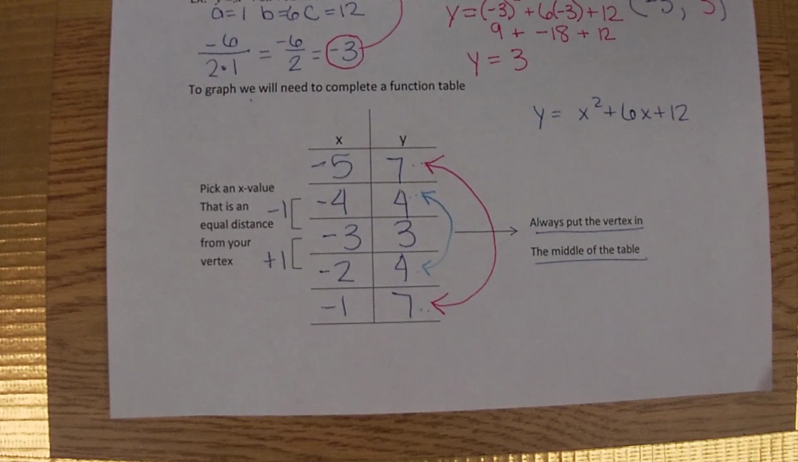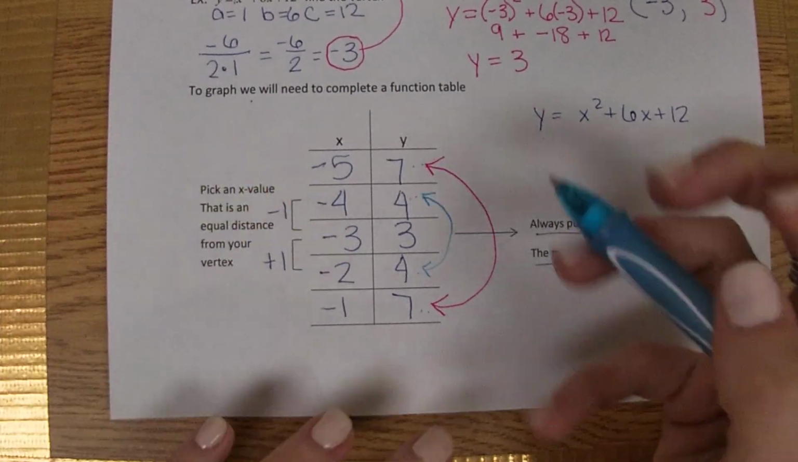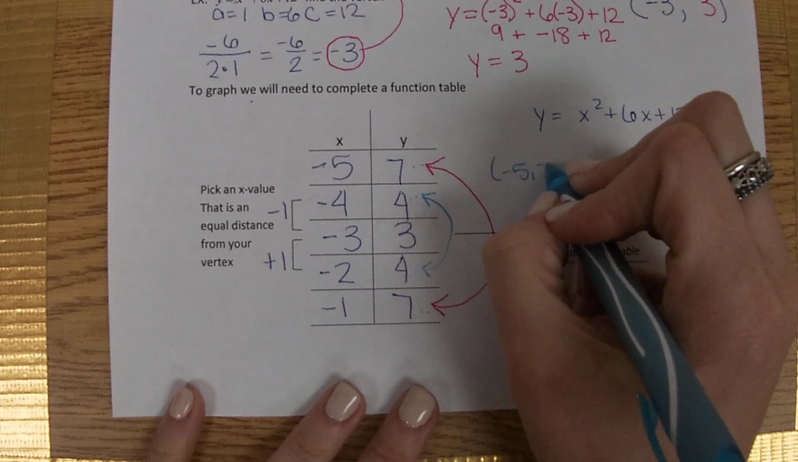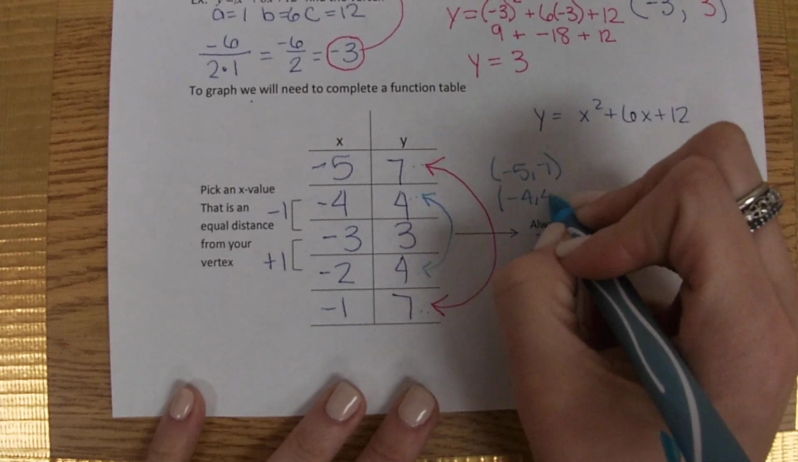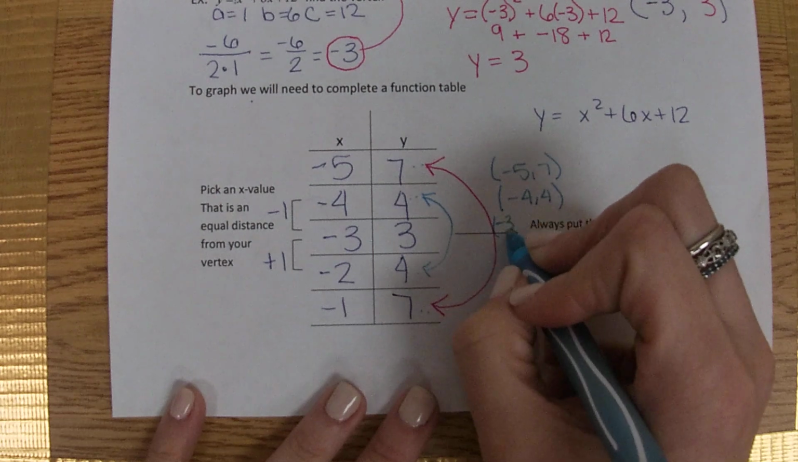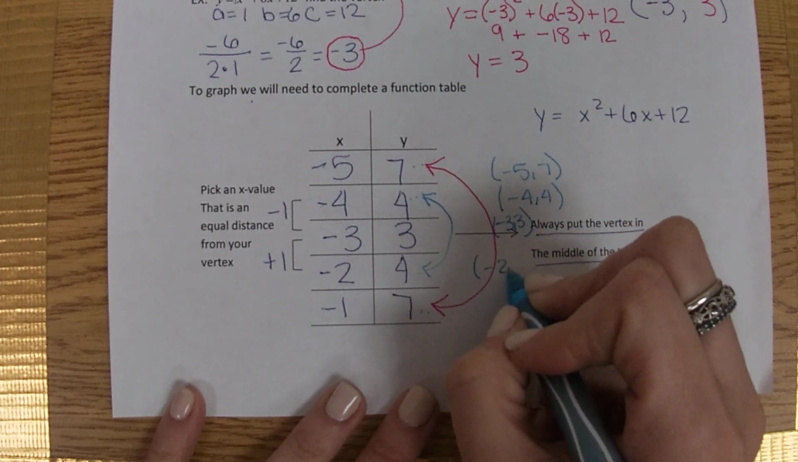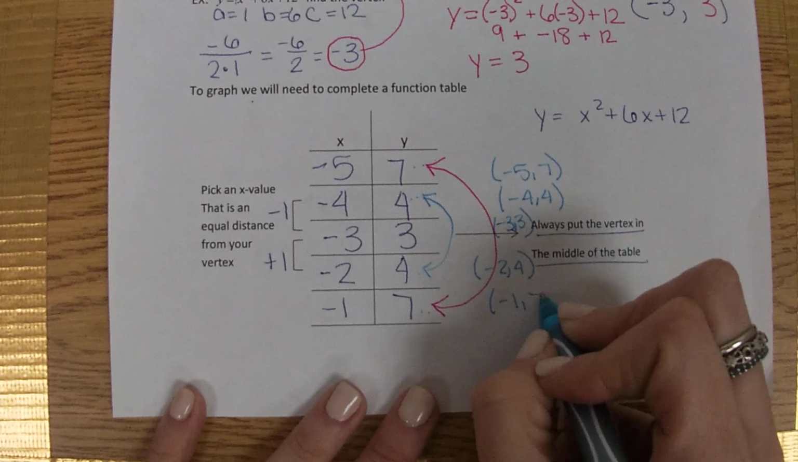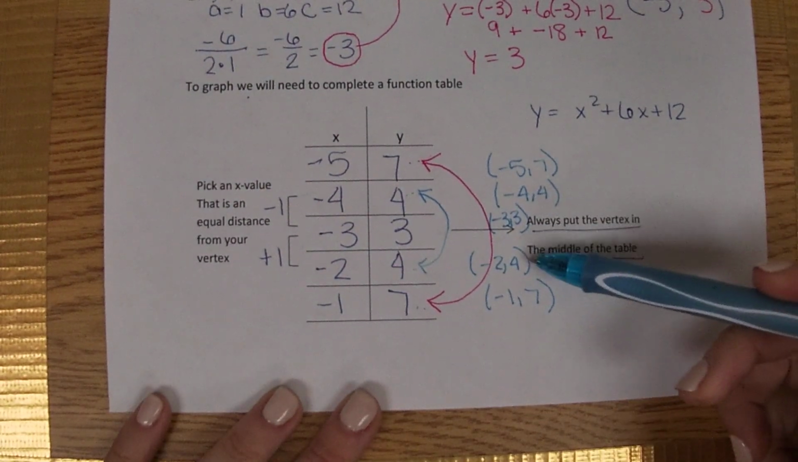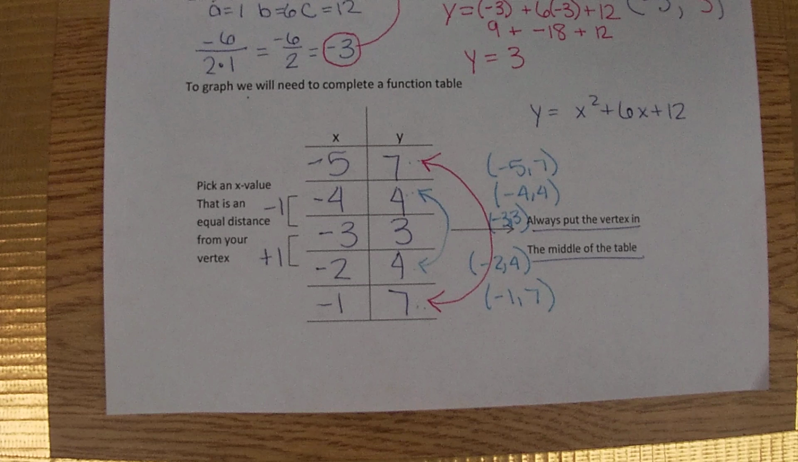Okay, once we have a completed table, then we just have 5 ordered pairs. These are the ordered pairs (-5, 7), (-4, 4), (-3, 3), (-2, 4), and (-1, 7). We could just take these 5 points and plot them on the coordinate plane, and that will then give us our parabola. Okay, so obviously a lot more work than what we were doing yesterday. Not necessarily difficult, but a lot of plugging and chugging, making sure we're getting those values in correctly.